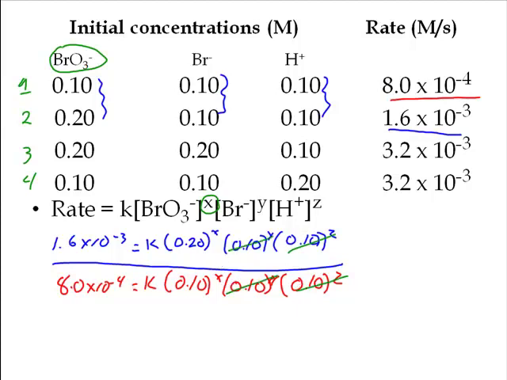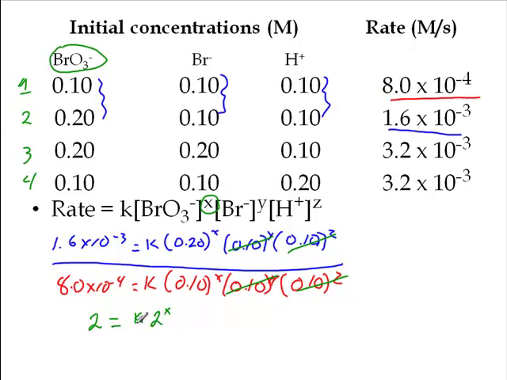And that's what makes this very handy. So basically, I've got this divided into that, and hopefully you can see that 8 times 10 to the negative fourth goes into 16 times 10 to the negative third how many times? 2 times, exactly. Okay, k is going to be k. And then 0.1 goes into 0.2 how many times? 2 to the x, right?